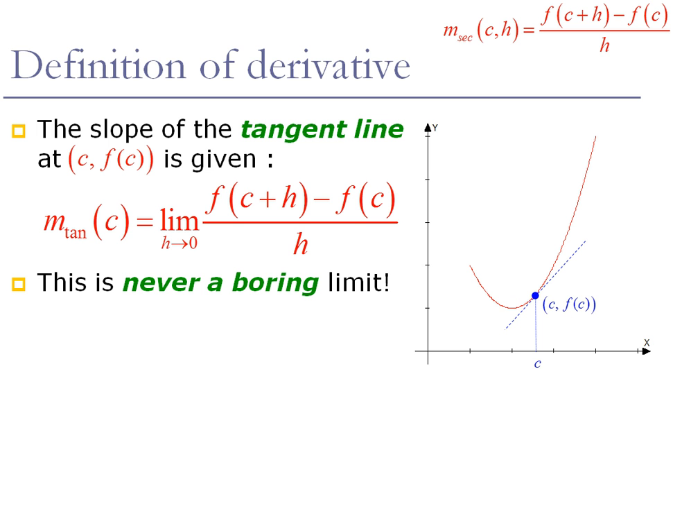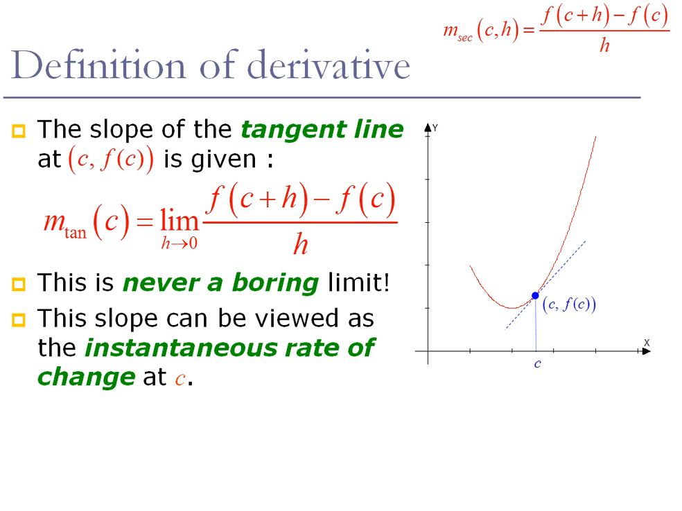Notice that this is never a boring limit, right? Because there is always an h in the denominator that makes it interesting, and in most interesting cases, there will be a 0 on top as well. So it will be a 0 over 0, and we've seen that that is something that sometimes can be worked out to be a number. Also notice that this slope can be viewed as the instantaneous rate of change of the function at c. How fast is the function changing at that particular instant, or at that particular point? That is what the derivative is going to tell us, and we're going to say a little bit more about it in a minute.